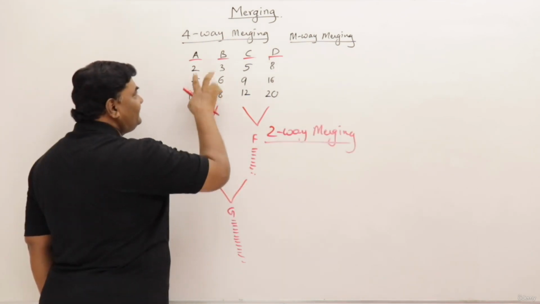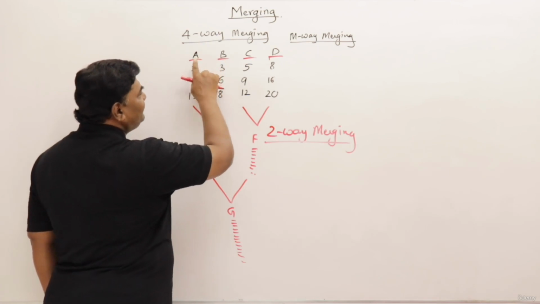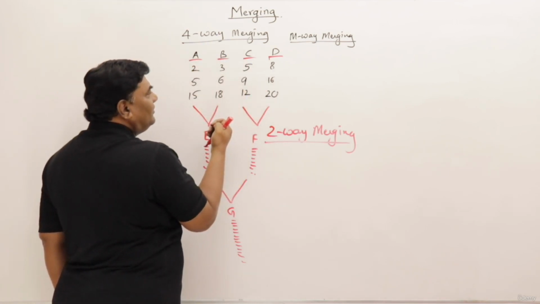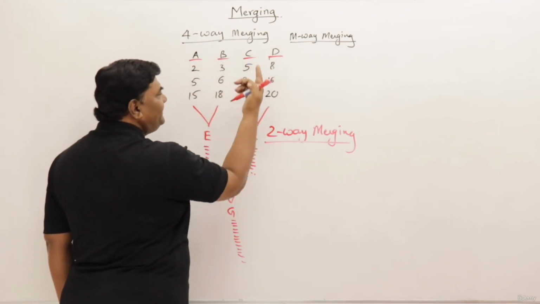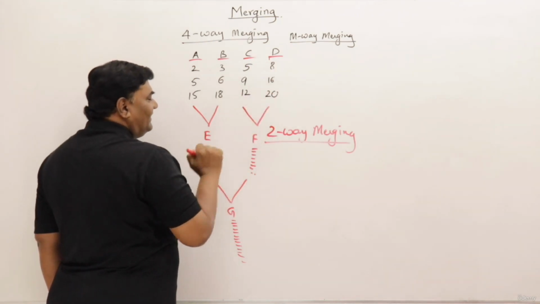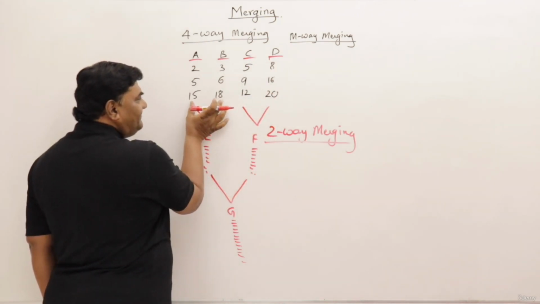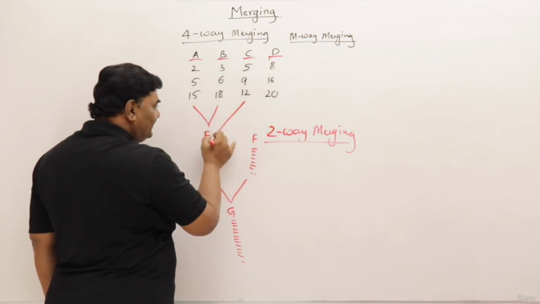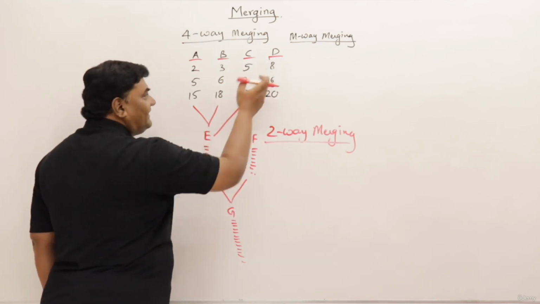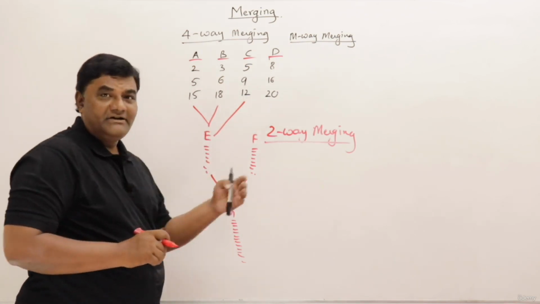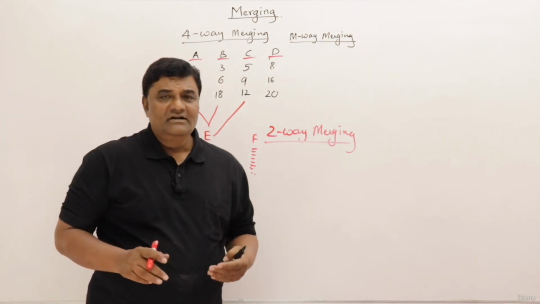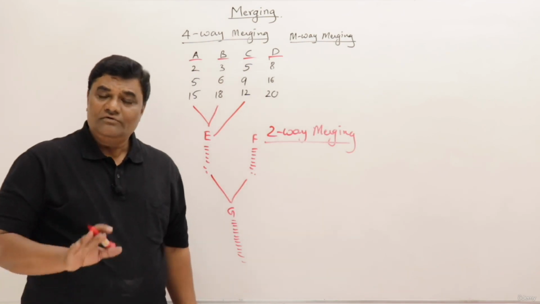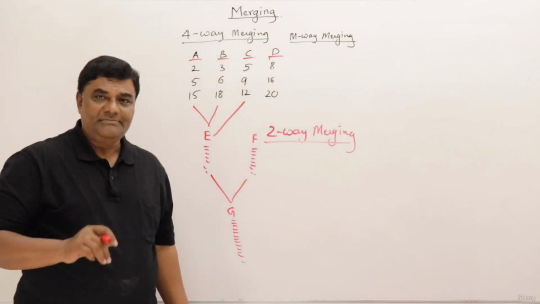See, instead of selecting these two, A and B, I can select A and C also, or I can select A and D, or I can select B and C. Any pair I can select. And one more thing: after selecting A and B, instead of selecting C and D, I can select C with E and merge. Then again in that result I can merge D. So one by one you can merge them into the result. Any pattern suitable, you can follow that pattern.